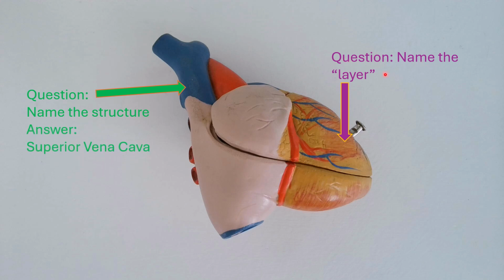Next, again, pay attention to the specific verbiage. Name the layer at the tip of this pointer right here. This is the epicardium. We could point to any point of the outer surface of the heart and say name the layer, and it would be the epicardium.